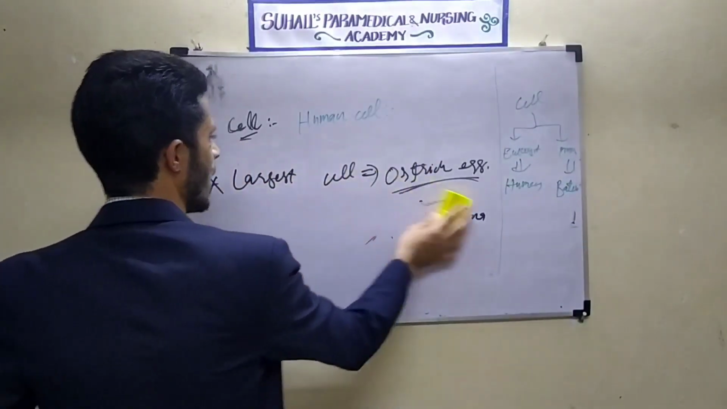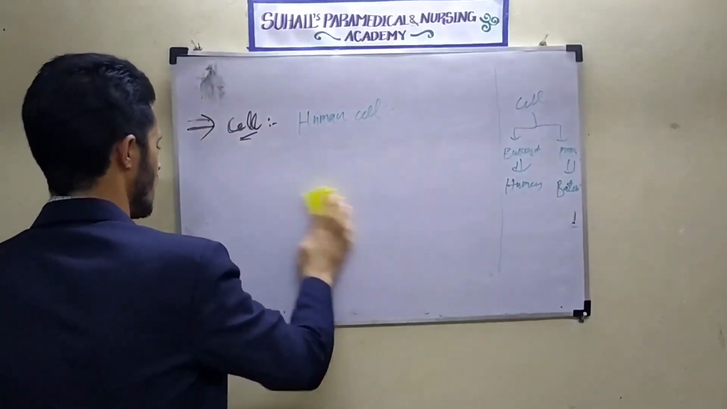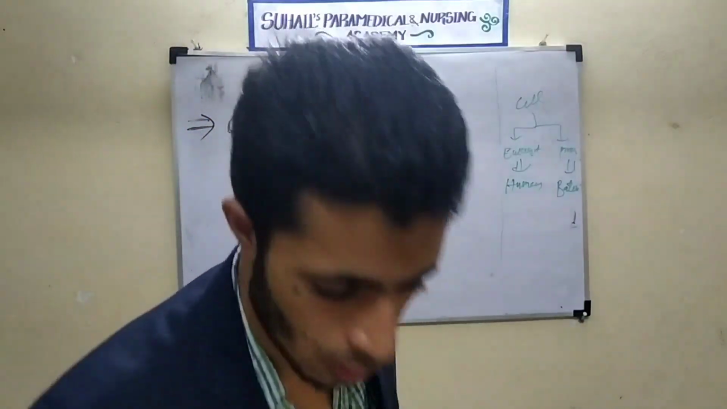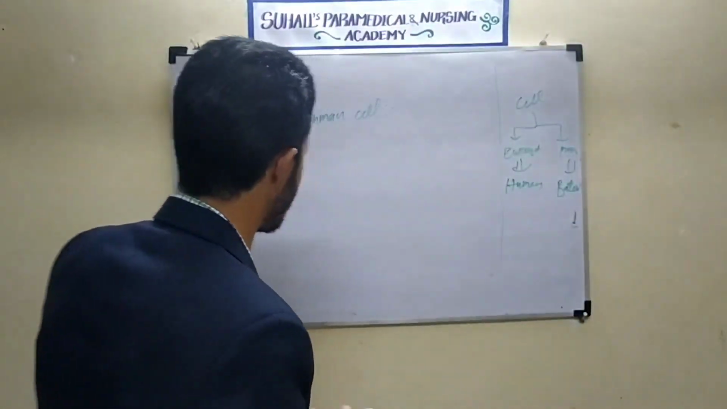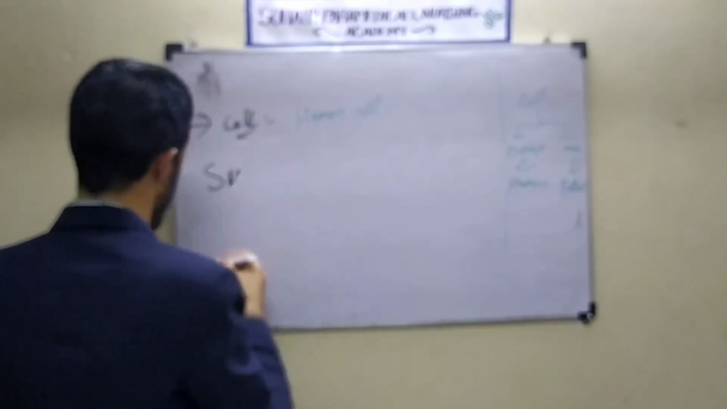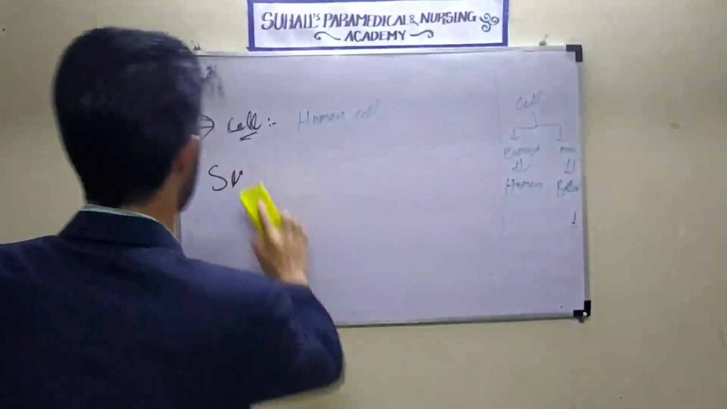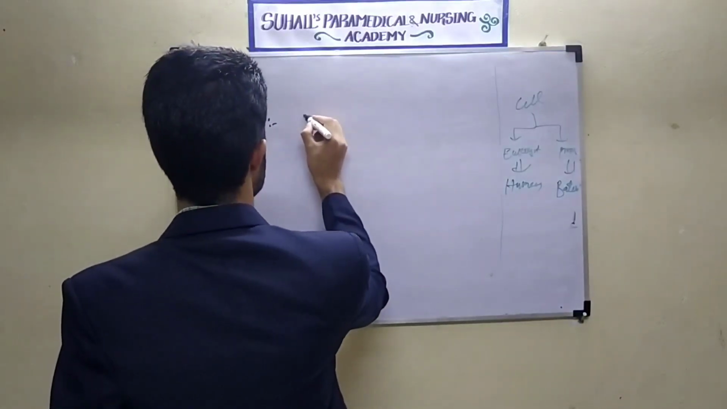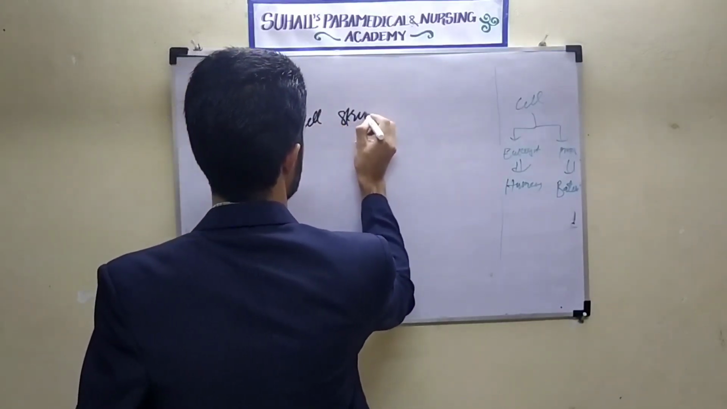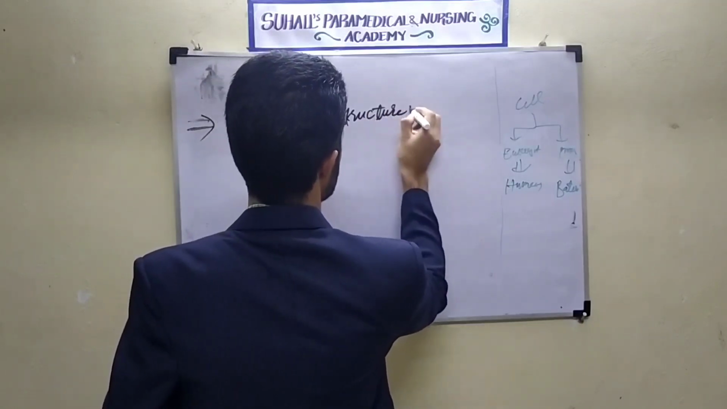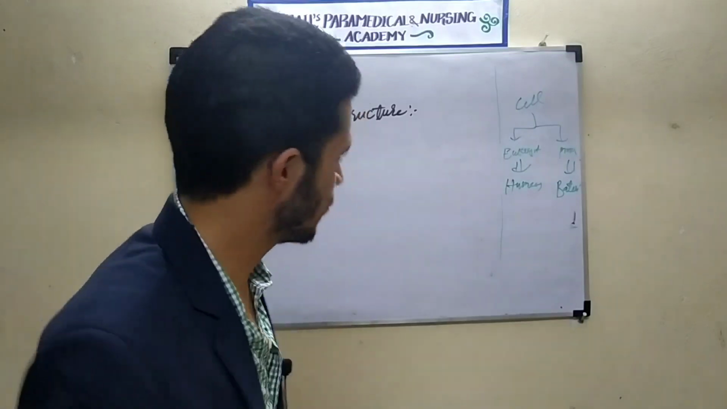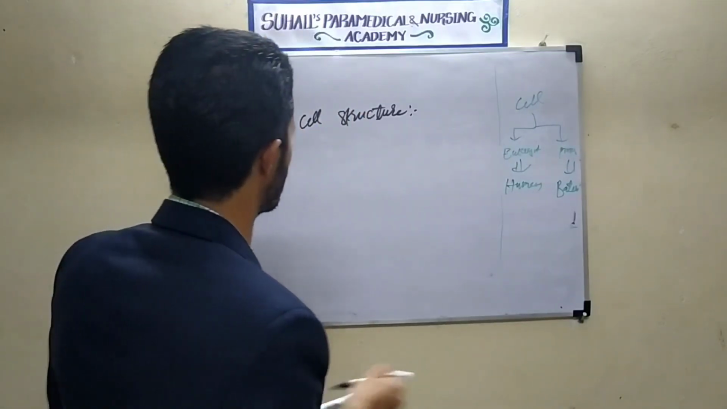Now I am going to tell about the most important part that can be asked in an anatomy examination or physiology examination. That is the structure of the cell. See here what I am going to tell. I am going to draw the cell structure. You all should see what I am going to show.